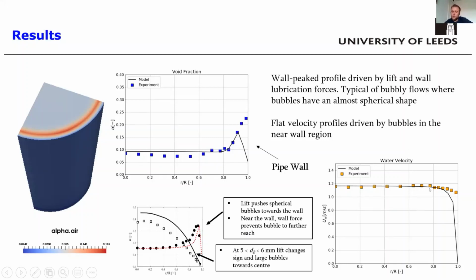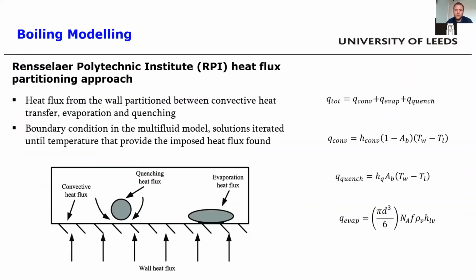And I've shown also the velocity profile compared against the experiment, the water velocity, and you see how the effect of the bubbles is to really flatten that velocity profile with respect to a single phase flow. Now this case is, as I mentioned, available in Dropbox, and I think I'm running a bit late on time, so I will immediately go to the next, which is instead a boiling flow case.